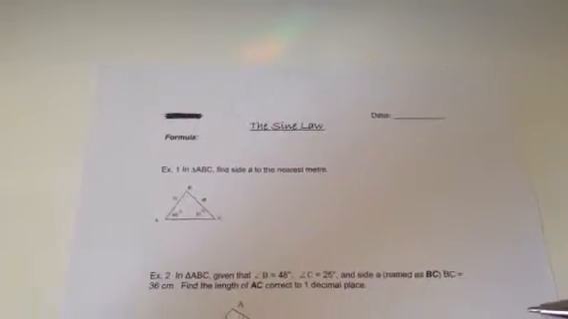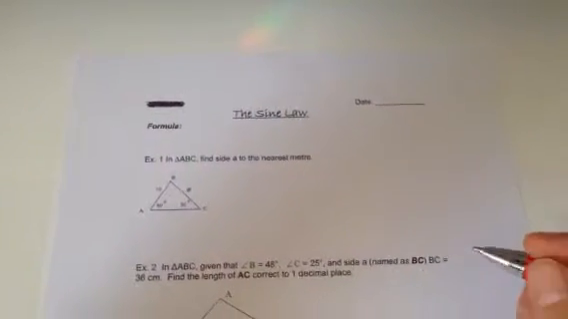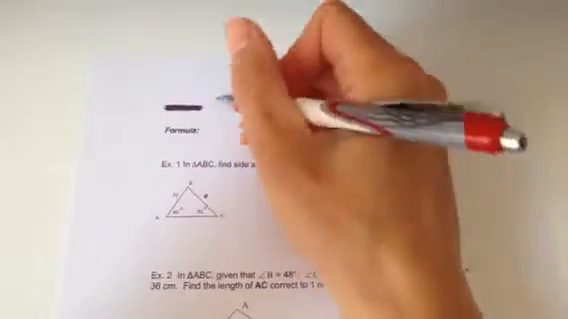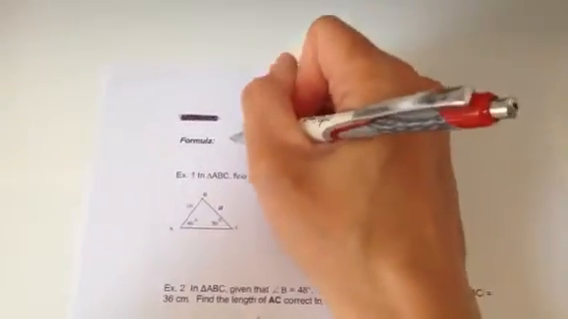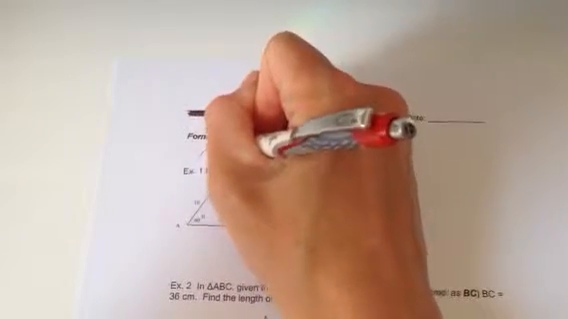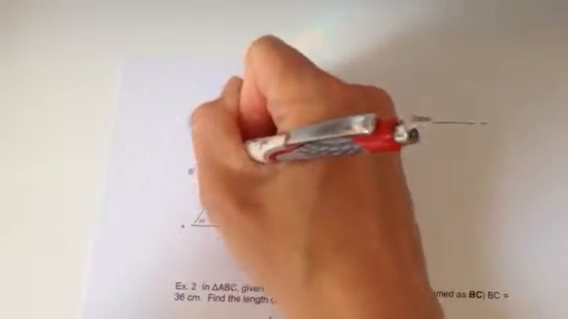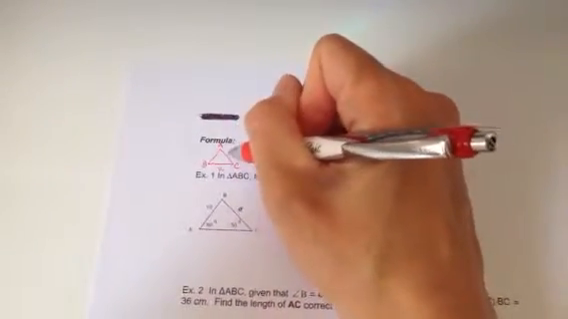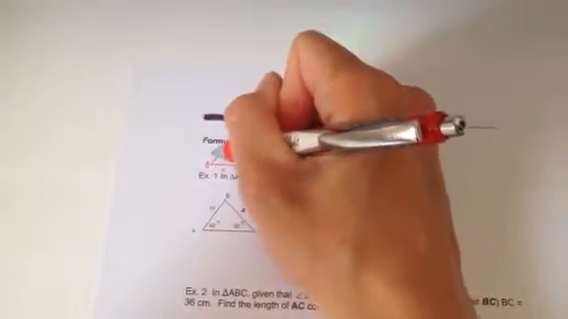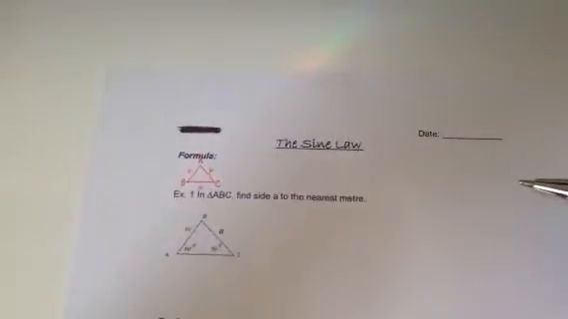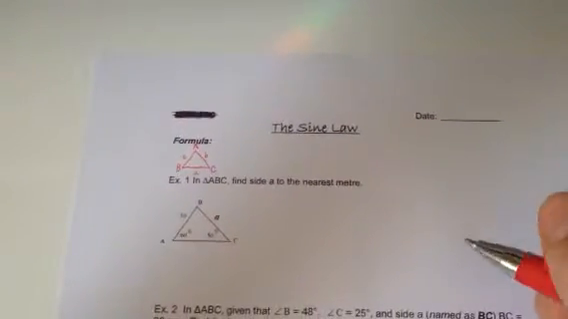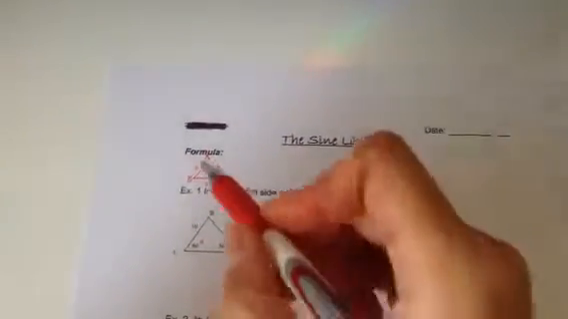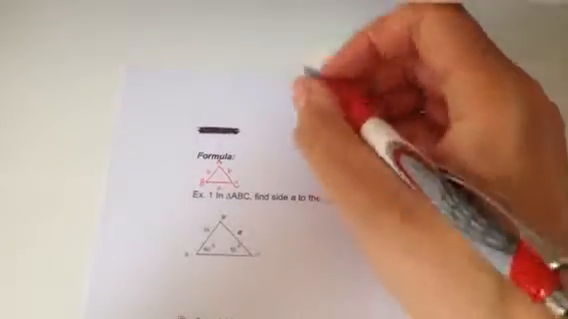Okay, so this is 6.3, the sine law. There's a formula for the sine law. If you're talking about triangle ABC, where this is side A, this is side B, and this is side C, it wouldn't be a right angle triangle. The sine law is used for non-right angle triangles, so triangles that do not have a 90 degrees in them.